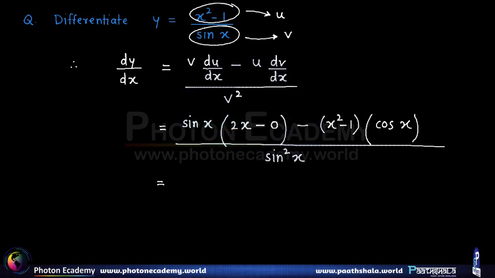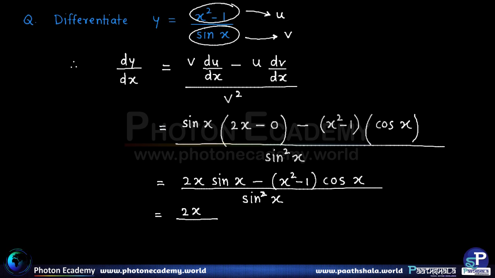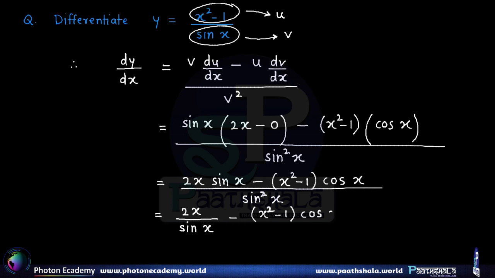So therefore we'll just simplify this. The first term is nothing but, you can write it as say 2x sin x minus x square minus 1 into cos x whole divided by sin square x. That's it. So if you want, we can simplify that further also, but it's not that mandatory. So cancelling sin x from the first portion, we get 2x whole upon sin x minus x square minus 1 into cos x whole divided by sin square x. Right? So that is the required derivative.